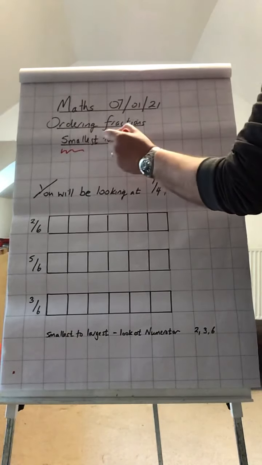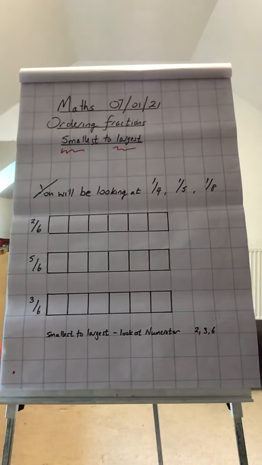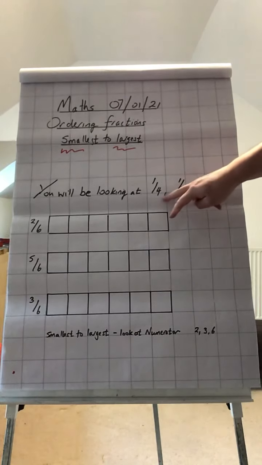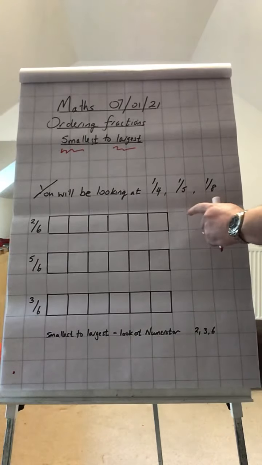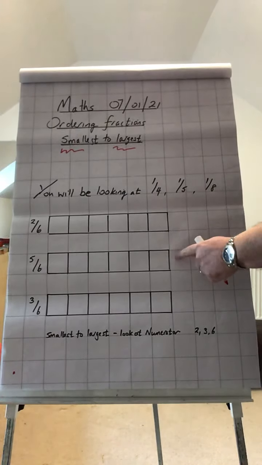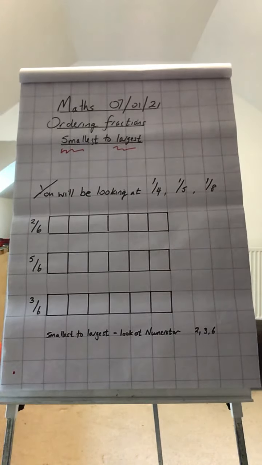We will always start with the smallest fraction and work our way up to the largest fraction. Now I believe you'll be looking at quarters, fifths, and eighths. I'm going to model looking at sixths again today. If we look at the fractions, we've got 2 sixths, 5 sixths, and 3 sixths. I need to order those from the smallest to the largest.